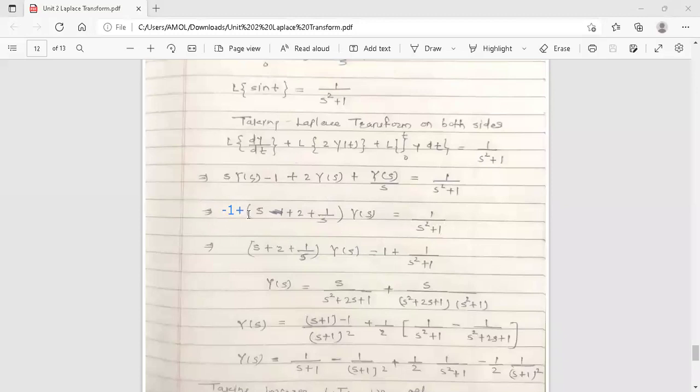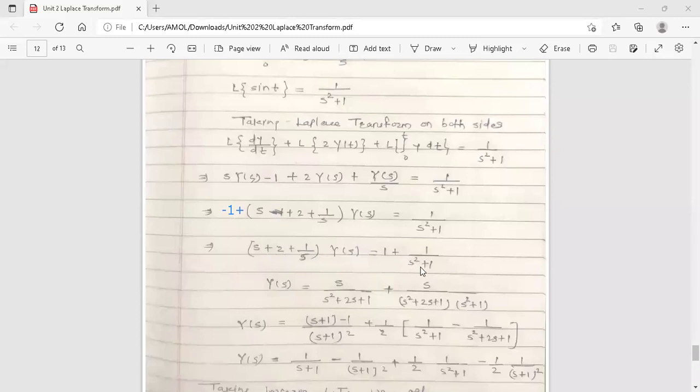Now shift this minus 1 here in RHS so that you will get the bracket term s plus 2 plus 1 by s into y of s as it is, which is equal to 1 plus 1 upon s square plus 1. Then y of s is equal to, you simplify the terms here in LHS, you take the LCM s and multiply every term by s except the third one. It will be s square plus 2s plus 1 upon s into y of s is equal to 1 plus 1 upon s square plus 1.